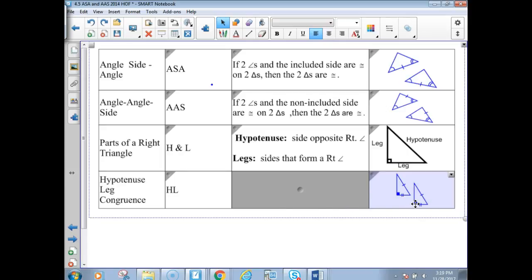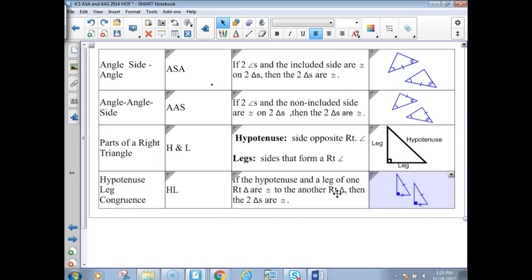If you have a right triangle, and if it's going to have a hypotenuse and a leg, it's got to be a right triangle in the first place, okay? Then if the hypotenuse and a leg of one right triangle are congruent to the hypotenuse and leg of another right triangle, then the two triangles are congruent. We will study that one further, probably not tomorrow, but probably the next day, maybe tomorrow.